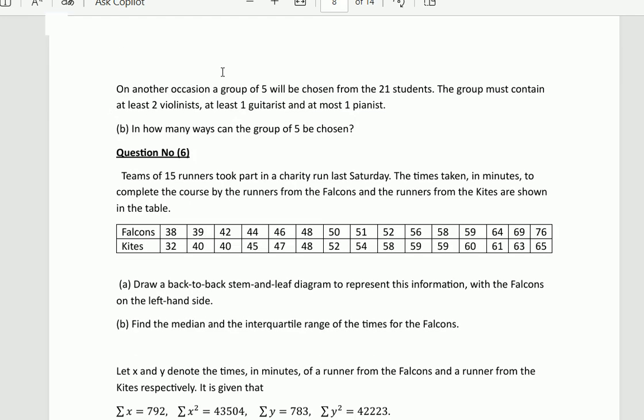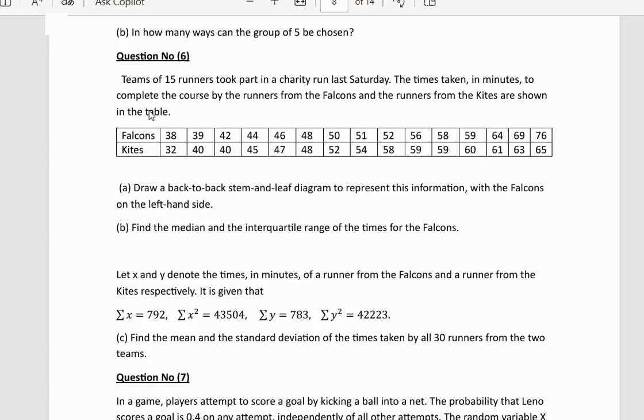On another occasion, a group of 5 will be chosen from the 21 students. The group must contain at least 2 violinists, at least 1 guitarist, and at least 1 pianist. Part B, in how many ways can the group of 5 be chosen?